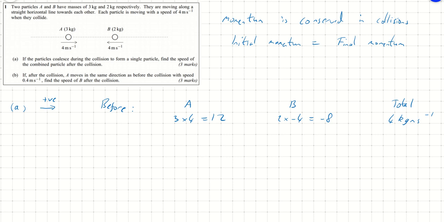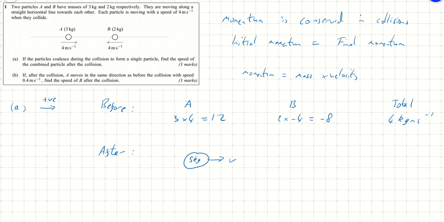Okay, so that's what's happened before. Remember, momentum equals mass times velocity. Now let's look at after the collision. Well, after the collision, in this case, it says the particles coalesce to form a single particle. So now we have one big particle, which has a total mass of 3 plus 2, which is 5 kilograms. And we need to work out what the final velocity of this is.